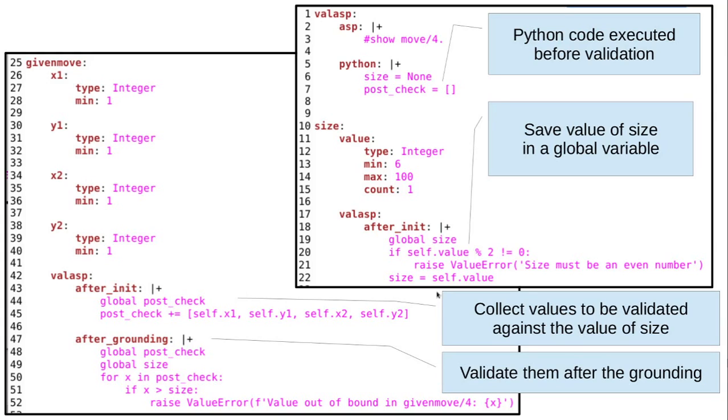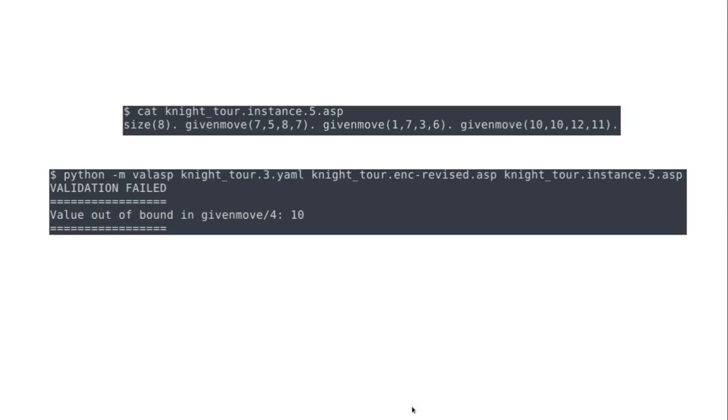And then the idea is you collect the value, and after that, whenever I parse the given move, I collect the arguments, and finally in the after grounding I'm going to check that. If I get something that is not expected, I'm going to report an error to the user. And the idea is fail fast: you have an error close to the bug and you can easily fix the bug. Here is an example of execution.